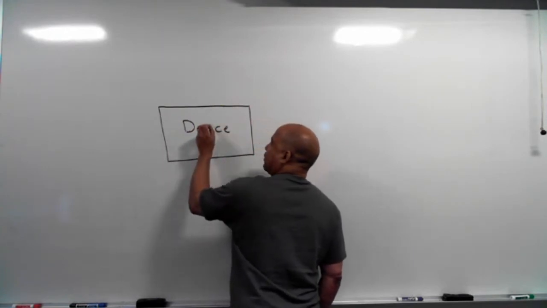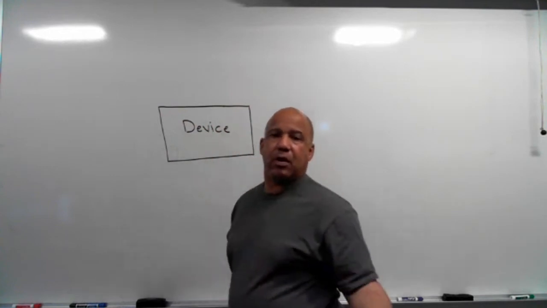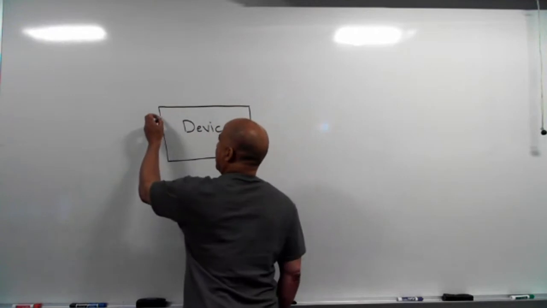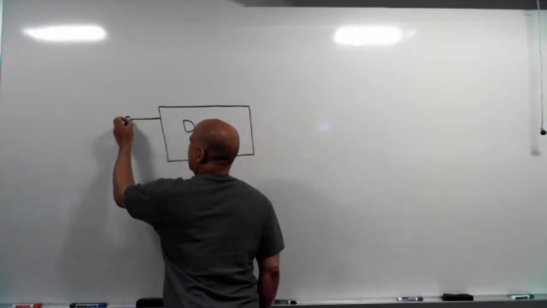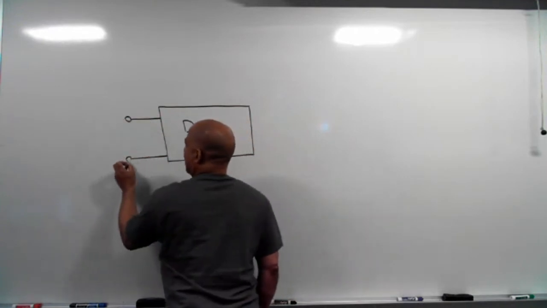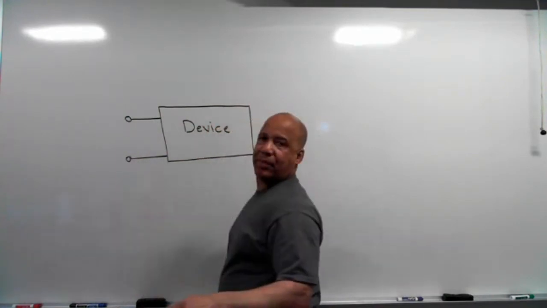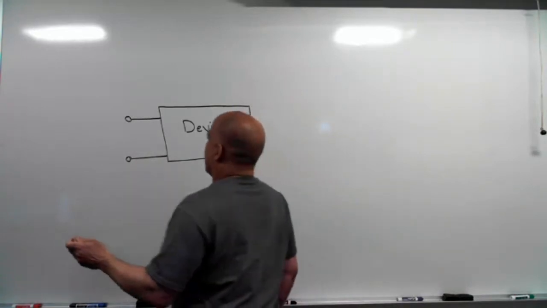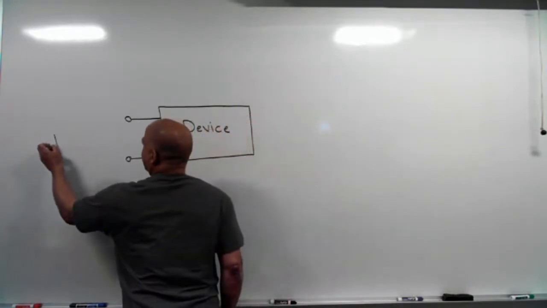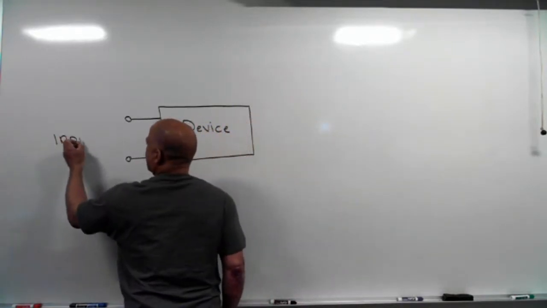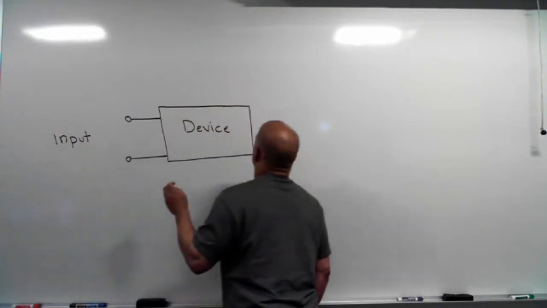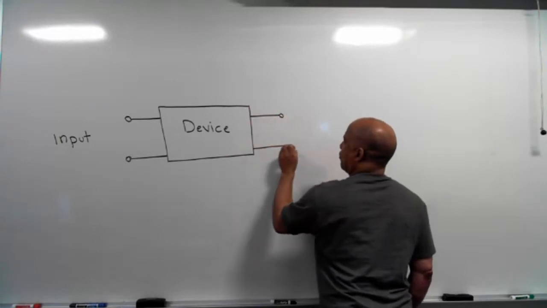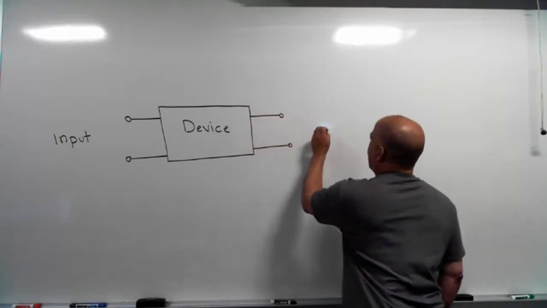So any kind of electrical device is going to have a place where you connect it to power. So I'm going to put that over here, and I'm just going to draw these terminals like this. And these are just like connection points. I mean, it could be a plug, it could be something you screw wires to. We'll call this the input. And over here, we'll call this the output.